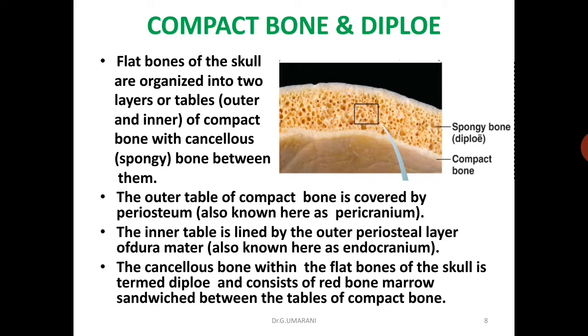The outer table is covered by the periosteum, also known as the pericranium, whereas the inner table is lined by the periosteal layer of the dura mater, that is the outer meningeal layer of the brain. So it is known as the endocranium. So it has the pericranium on the outer side, the endocranium on the inner side, and in between the cancellous or spongy bone known as diploe. This cancellous bone consists of red bone marrow. It lies in between the 2 compact bones, so it is helpful for hemopoiesis.